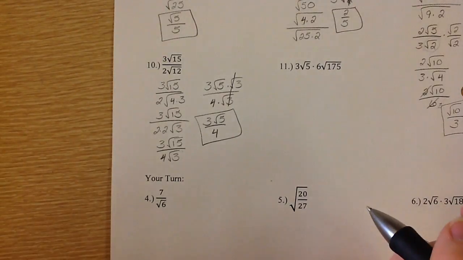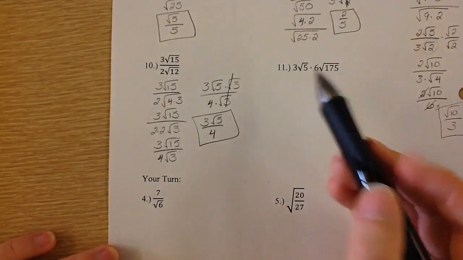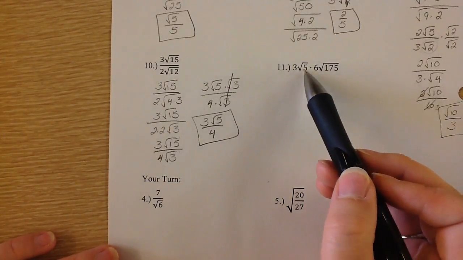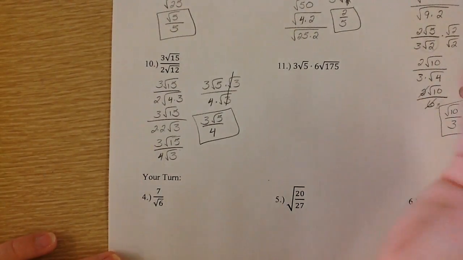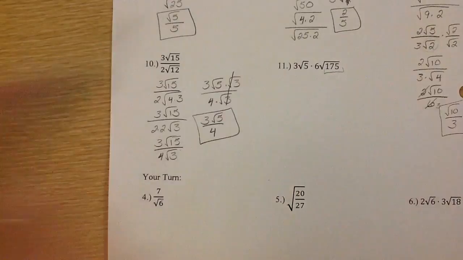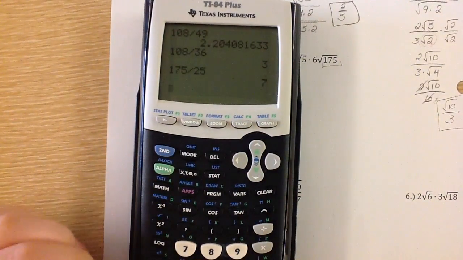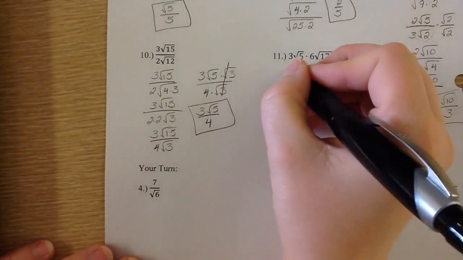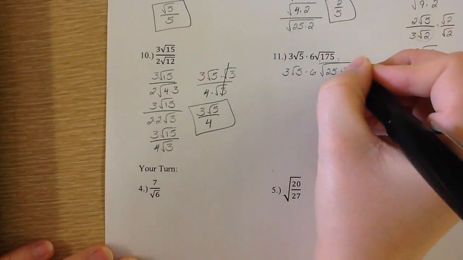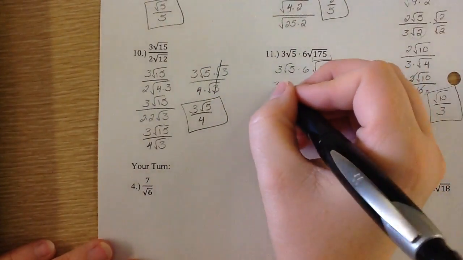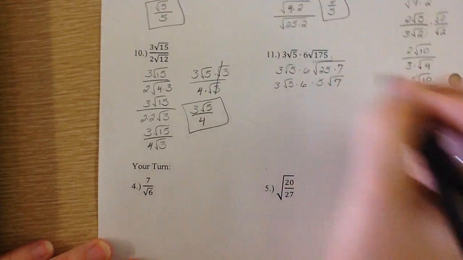I'm hoping some of this is coming back to you as we're going. Right, here for number 11, I'm taking 3 square root of 5 times 6 the square root of 125. Let's see here, 125, that might be able to simplify. I'm thinking 25. Yep, 25 and 5. So 3 the square root of 5 times 6 the square root of 25 times 5. So 3 times the square root of 5 times 6 times 5 times the square root of 5.